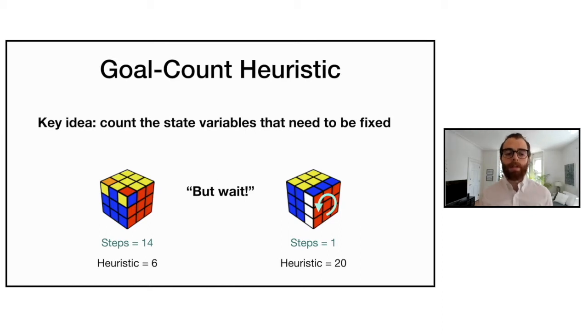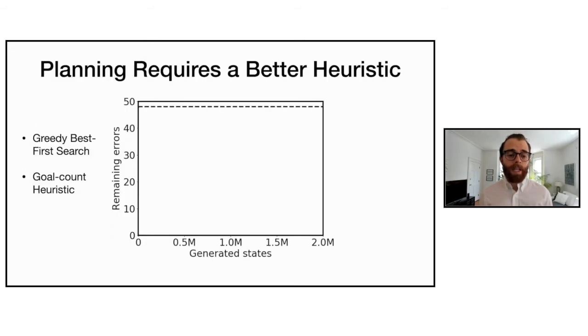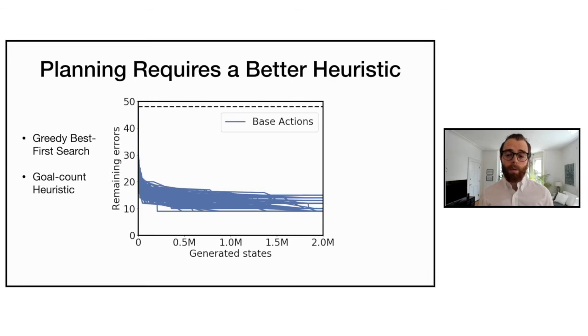This tells us that the goal count heuristic is not especially accurate for the Rubik's Cube. And indeed, for many problems, it's not very accurate, not even just the Rubik's Cube. Planning is going to require a better heuristic in general. If we just do greedy best first search with the goal count heuristic and the actions that are built into the domain, we see that we're never able to solve the Rubik's Cube in 2 million states, and that the number of errors remaining has essentially plateaued at around 9 or 15 by the time we reach the end of the planning budget.